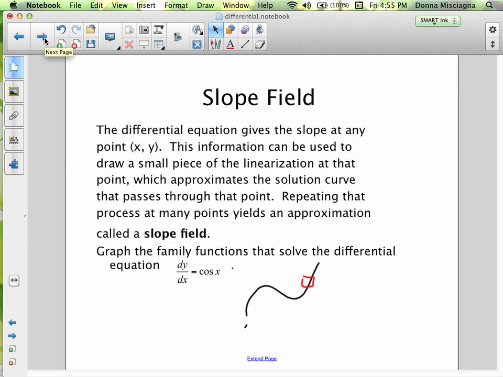So slope fields: a differential equation gives the slope at any point x, y. This information can be used to draw a small piece of the linearization at that point, which approximates the solution curve that passes through that point. Repeating that process at many points yields an approximation called a slope field. So we're plugging in for x, getting the slopes, and then graphing all of those slopes. We're going to graph the family of functions that solves the differential equation dy/dx equals cosine x.